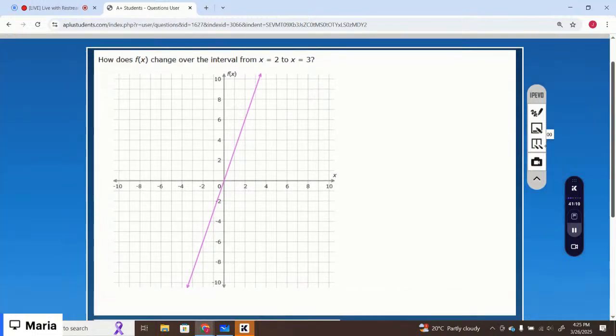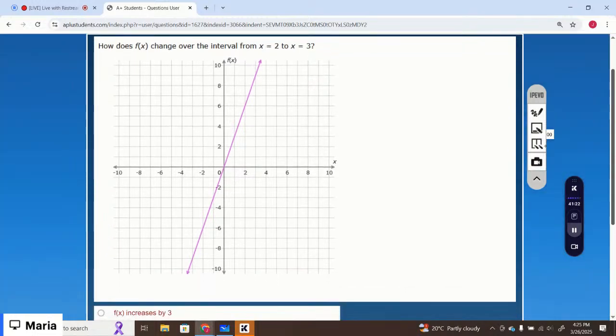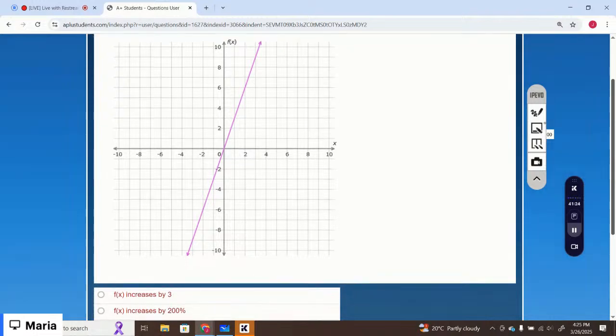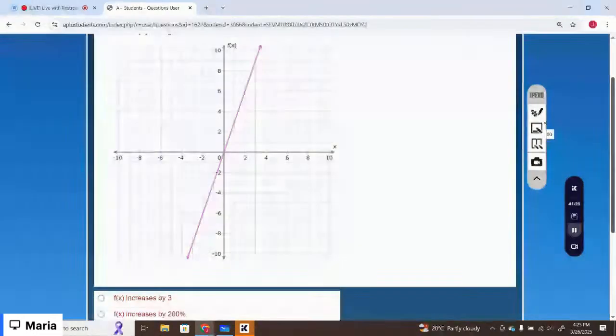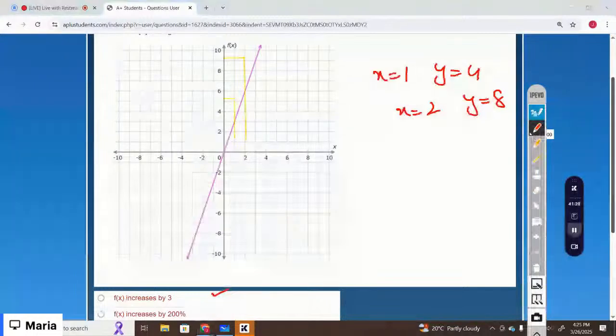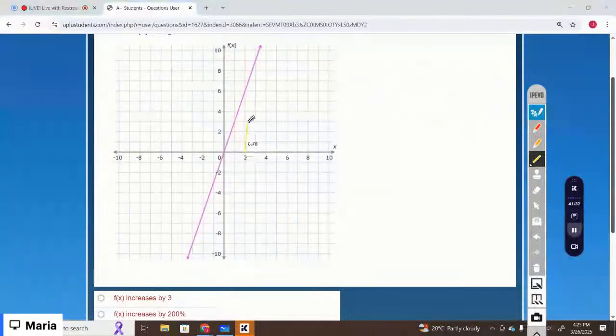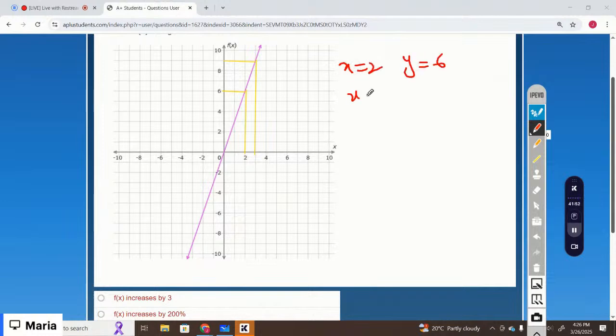How does f of x change over the interval from x equals 2 to x equals 3? x equals 2 and x equals 3, right? x equals 2, y equals 6. x equals 3, y equals 9.